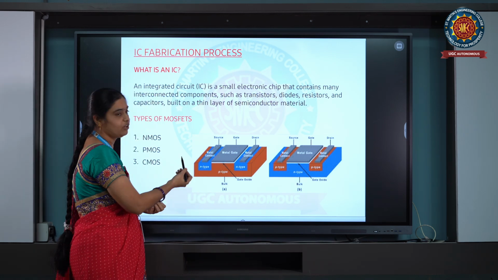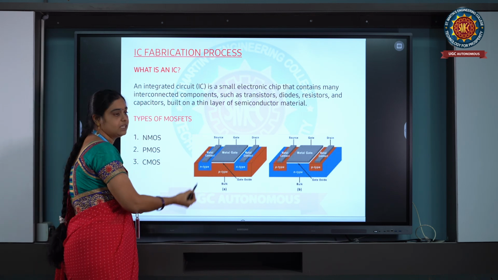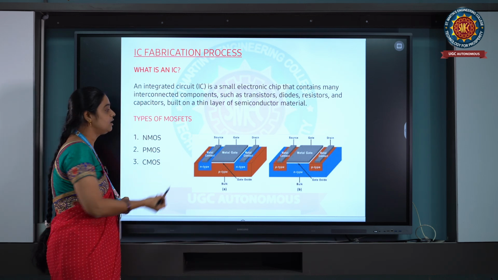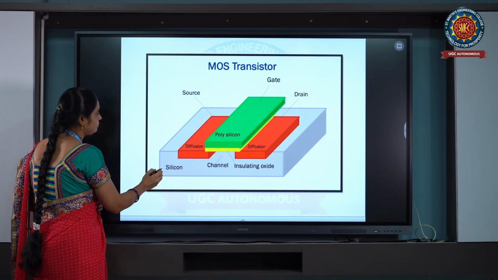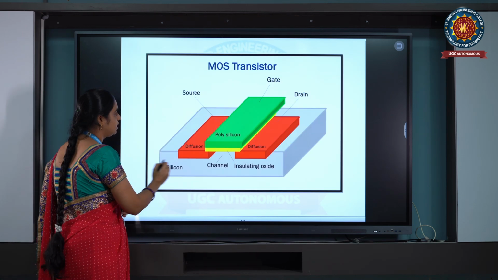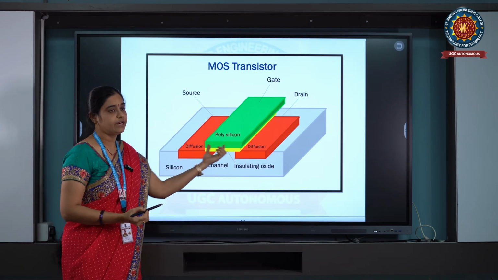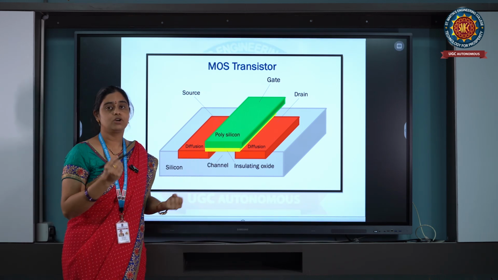The main difference between N and P is the substrate which we are considering for the NMOS and the diffusions which we are considering for the NMOS. Next, the channel. The channel, which is the length located between drain and source, is very important in a MOS transistor.